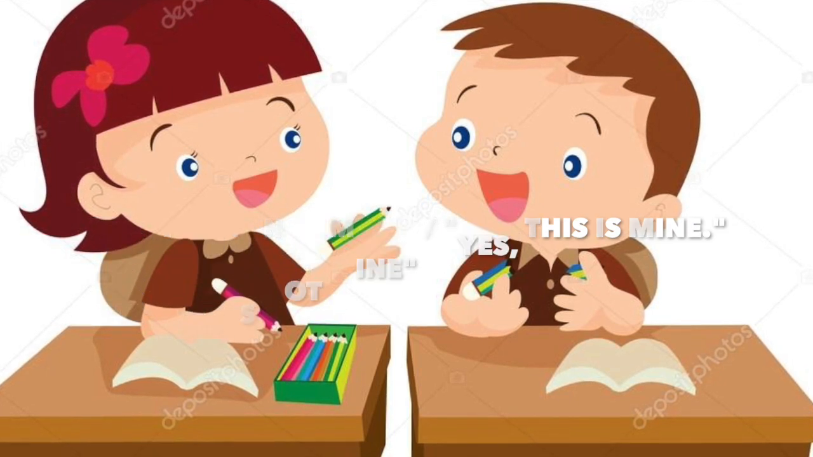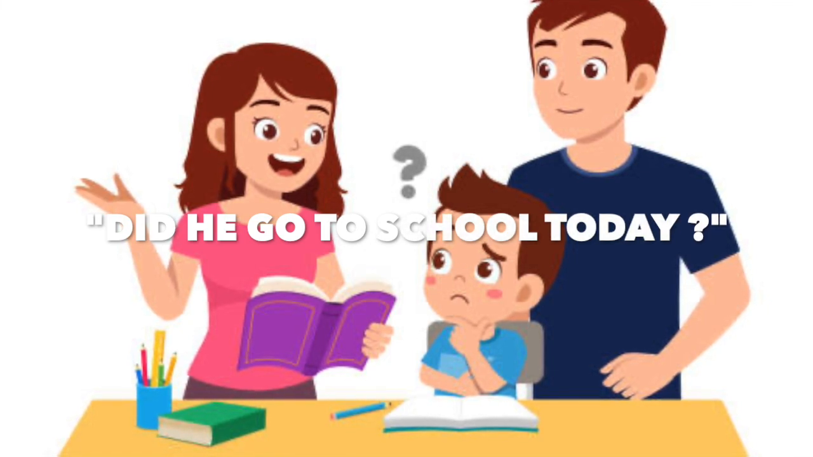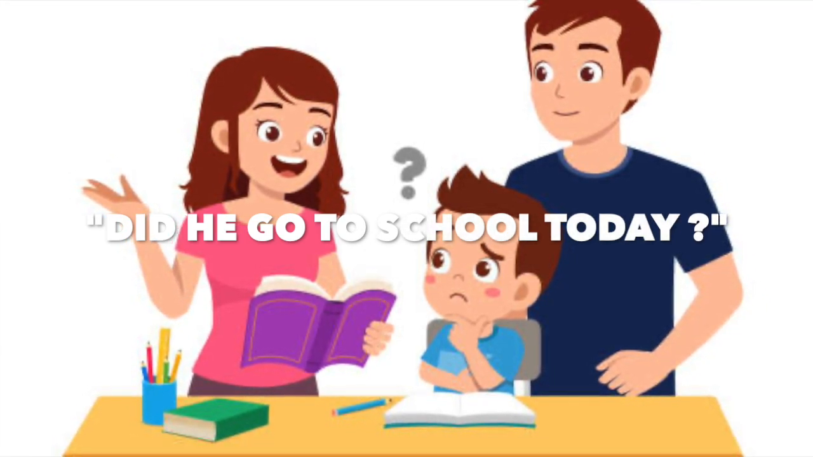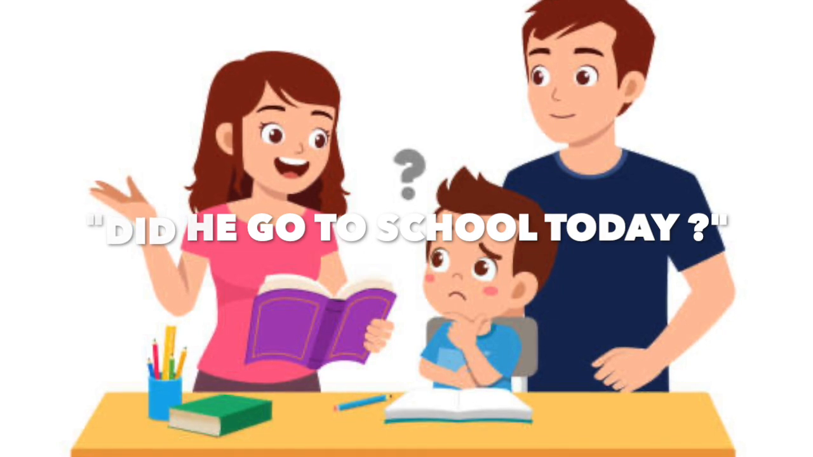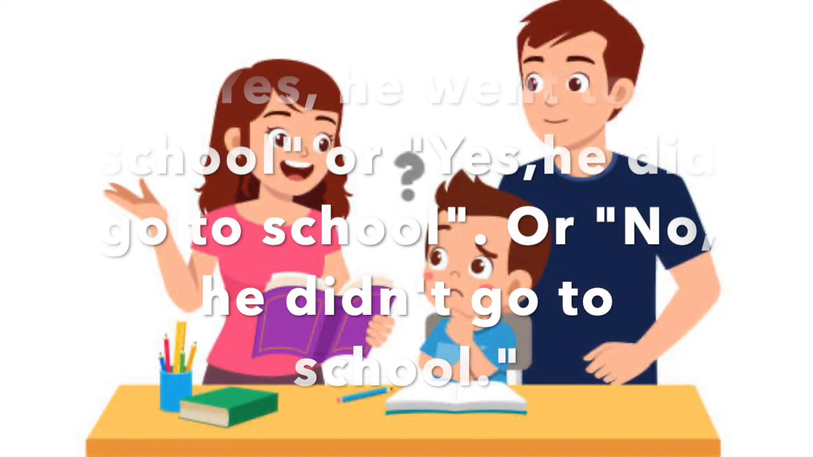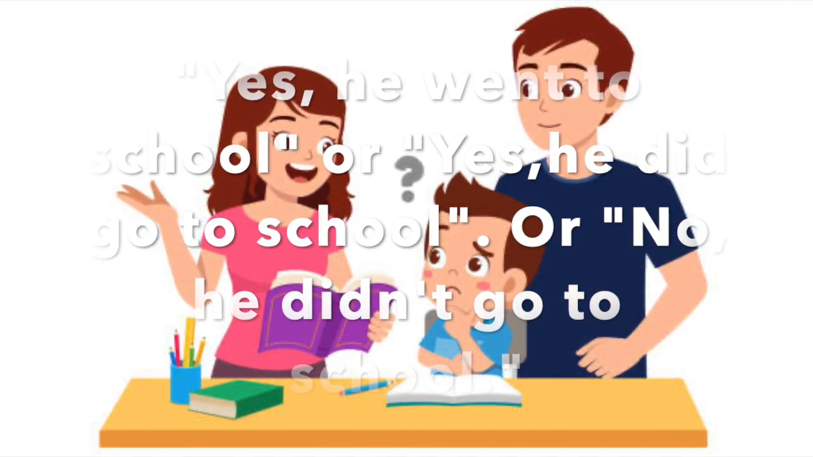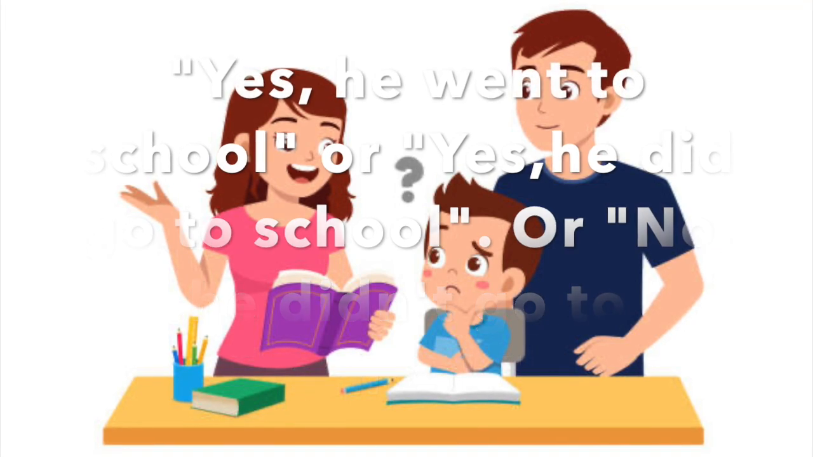Again see another sentence. Did he go to school today? Now the verb is did, past tense. So answer will be also in past tense. Yes, he went to school, or yes, he did go to school. And this is affirmative and negative. No, he didn't go to school.